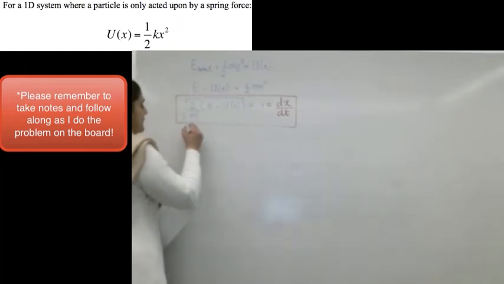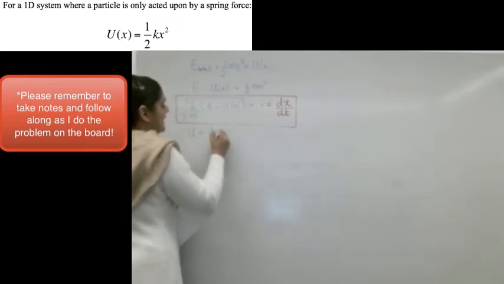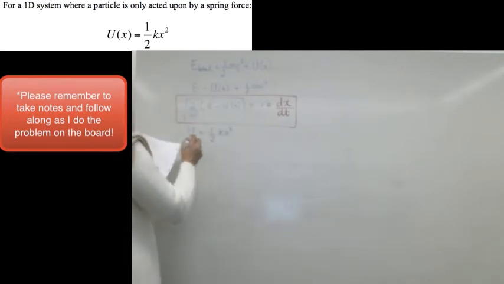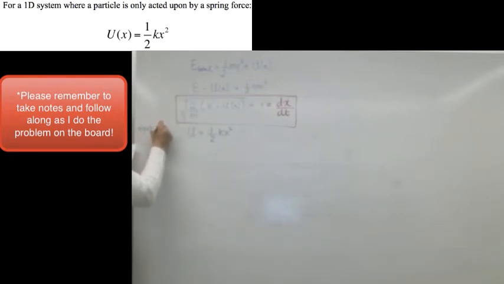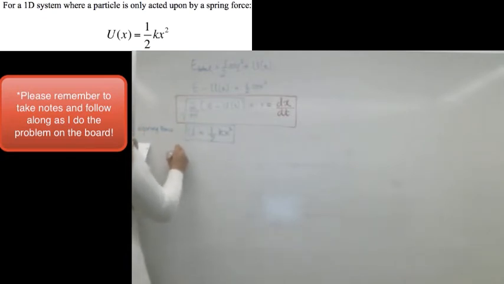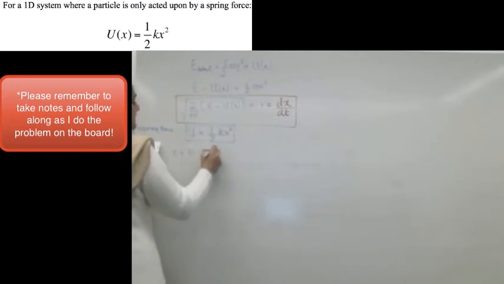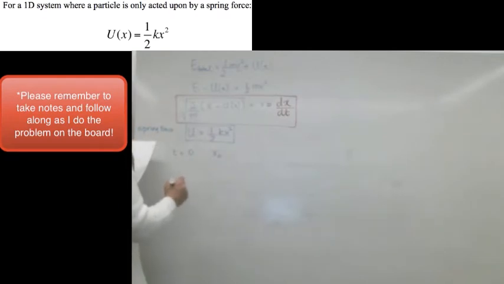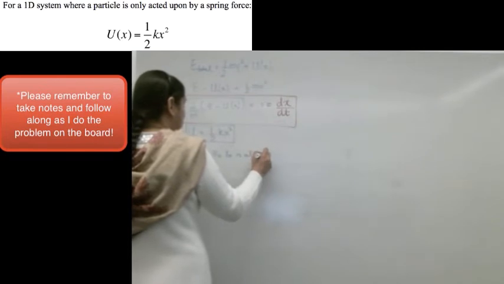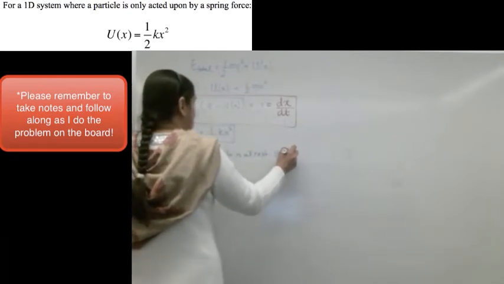So for my spring force, u is going to be 1/2 kx squared. Good? This means that the particle is only acted upon by a spring force. Okay? So I'm going to make a few assumptions, as always. I'm going to assume that at t equals 0, the particle is at x0 and is at rest. So that means v0 equals 0.